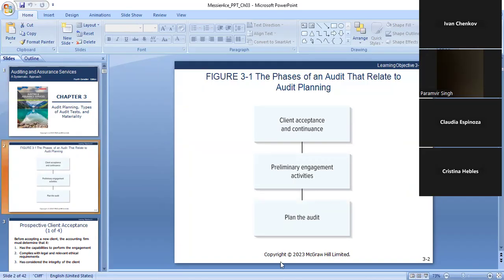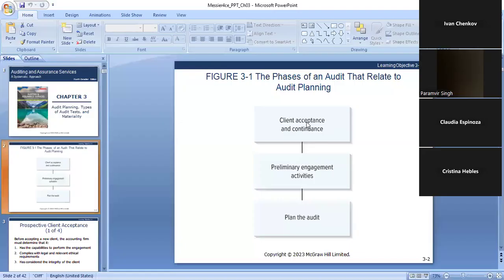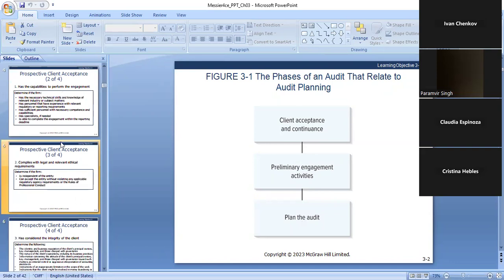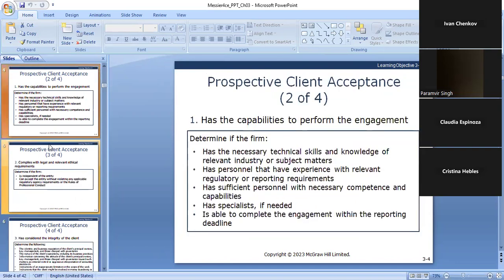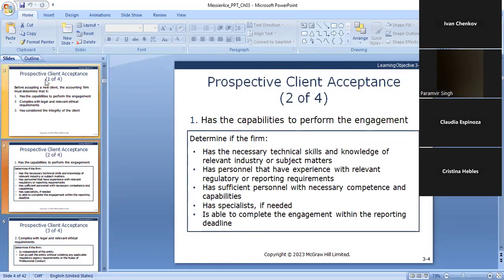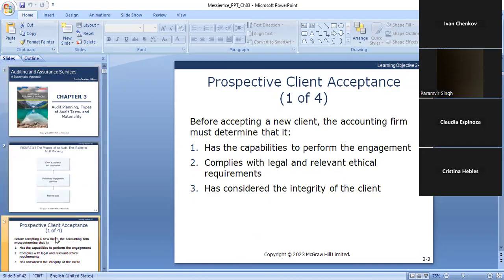So in the audit planning process, if you remember, let me share my screen with the previous chapter 3. Now everything will make more sense. First we're going to have either a new client or a continuous client. Once we do that, we have to do the preliminary engagement activities, and then we have to plan for the audit. So that will be the prospective client acceptance.